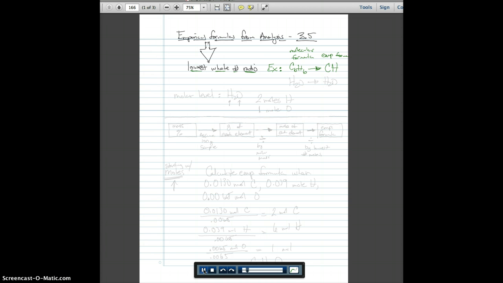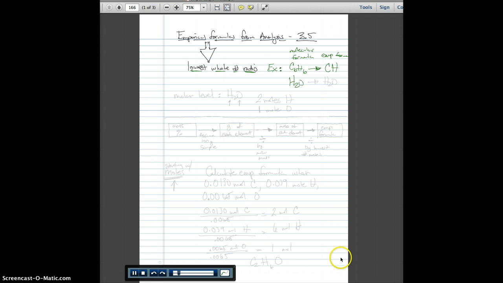So, with that said, not all compounds have molecular formulas that are different from their empirical formula. Another example would be the molecular formula for water, which is H2O. Now, that is already in its lowest whole number ratio, so we would say that that's its empirical formula as well.